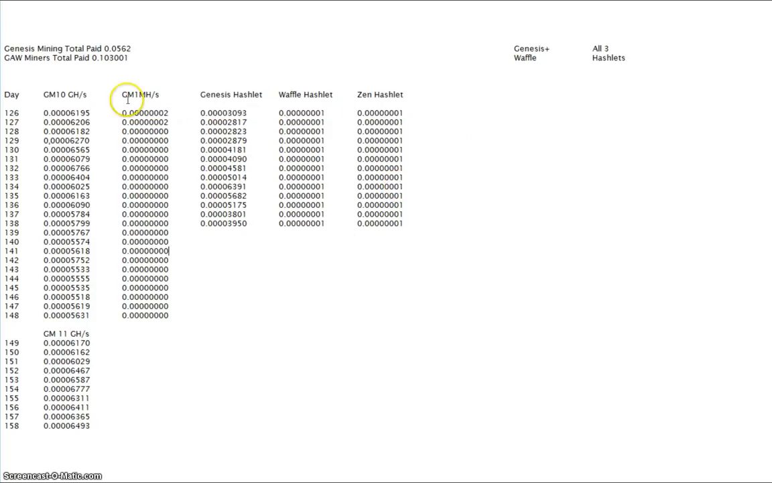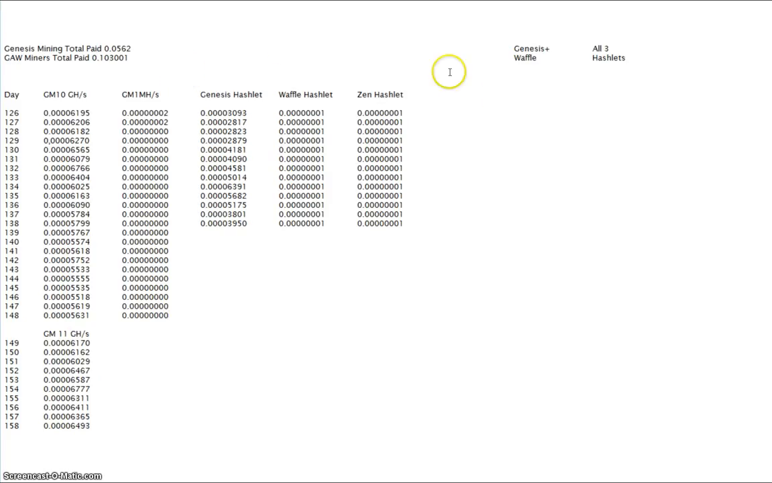As you can see, with my Genesis Mining 1 mega hash contract, the payouts went from 2 Satoshis on day 126, to only 2 Satoshis on day 127, and then from day 128 onwards all my payouts were just 0, and that was that. Then on day 148 it ended. So the only payouts I have now are for my Genesis Mining 11 gigahash contract here.